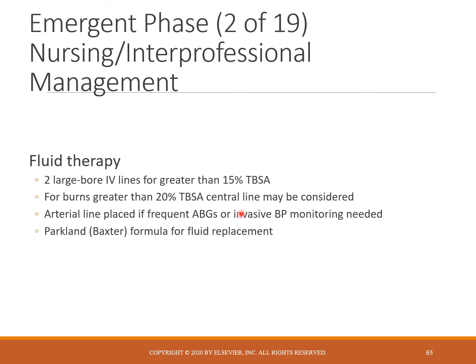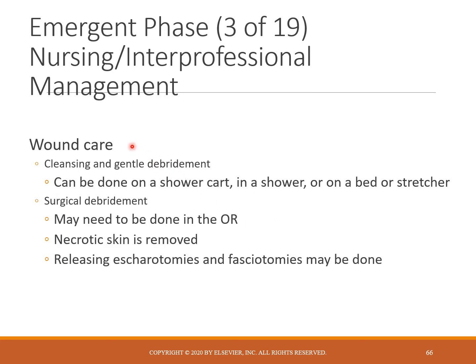For fluid replacement, we'll be using Parkland formula. And of course, we have to perform wound care because this patient has burn injury and is at risk for infection. So your patient will be needing cleansing and gentle debridement as ordered. Okay. Surgical debridement can be done in the operating room where they remove the necrotic skin, and also do escharotomy and fasciotomy just to release the pressure and help with the healing process. But then again, with these procedures, it predisposes your patient to develop infection.